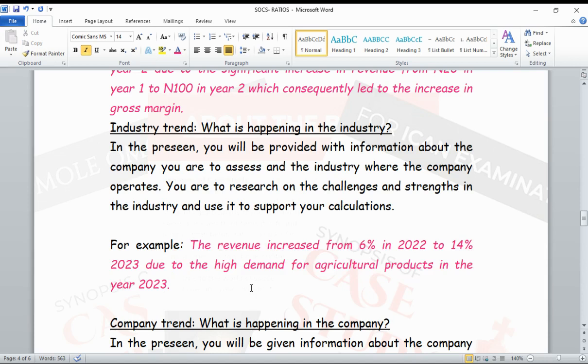So if, from your research, you found out that there was high demand for agricultural products in 2023, that's something you can use. Obviously, if revenue is increasing, and we also have high demand for agricultural products, then it's definitely going to affect revenue positively. So you can say the increase in revenue was due to the increase in demand for agricultural products in year 2023. That's how you analyze using the industry trend.